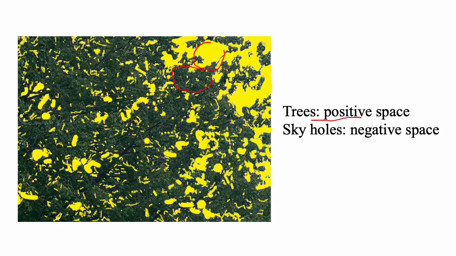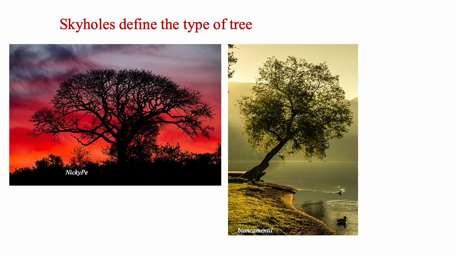The trees are the positive space, while the sky holes are the negative spaces. We know that foliage defines the type of tree, and since foliage and sky holes are reciprocal, then sky holes must also define the type of tree. In this first tree, we can see that the holes get smaller as they get toward the periphery, and at the periphery there aren't very many sky holes. For the second tree here, it has sky holes mainly on the periphery and not in these central areas.